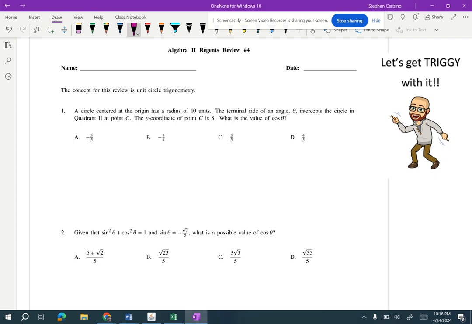So the first question says a circle centered at the origin with a radius of 10. The terminal side of an angle theta intercepts a circle in quadrant 2 at point C. The y-coordinate of point C is 8. What is the value of cosine?